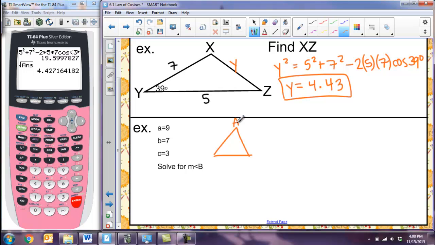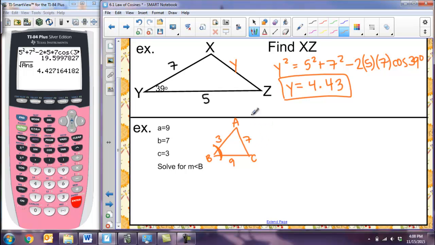So I'm going to label my triangle A, B, C, and remember that the small letter goes across from the big letter. So if A is 9, a goes right here, b goes across from B, and c goes across from C. So if they give me all the sides, and I'm looking for the measure of angle B, so I want this one, we're going to use all the information that we used before. It's just now a little bit more tricky to solve for it.